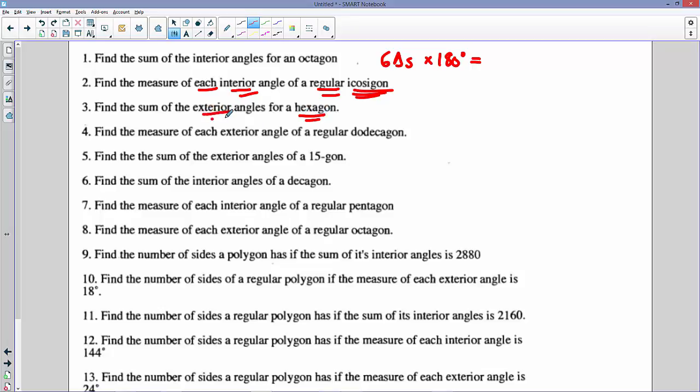But we're going to find the sum of the exterior. The sum of the exterior doesn't matter what it is. It's always 360. So that one's just done. Make sure every problem you had like that, like on the last quiz, takes you 2 seconds. You write the answer and you're done.